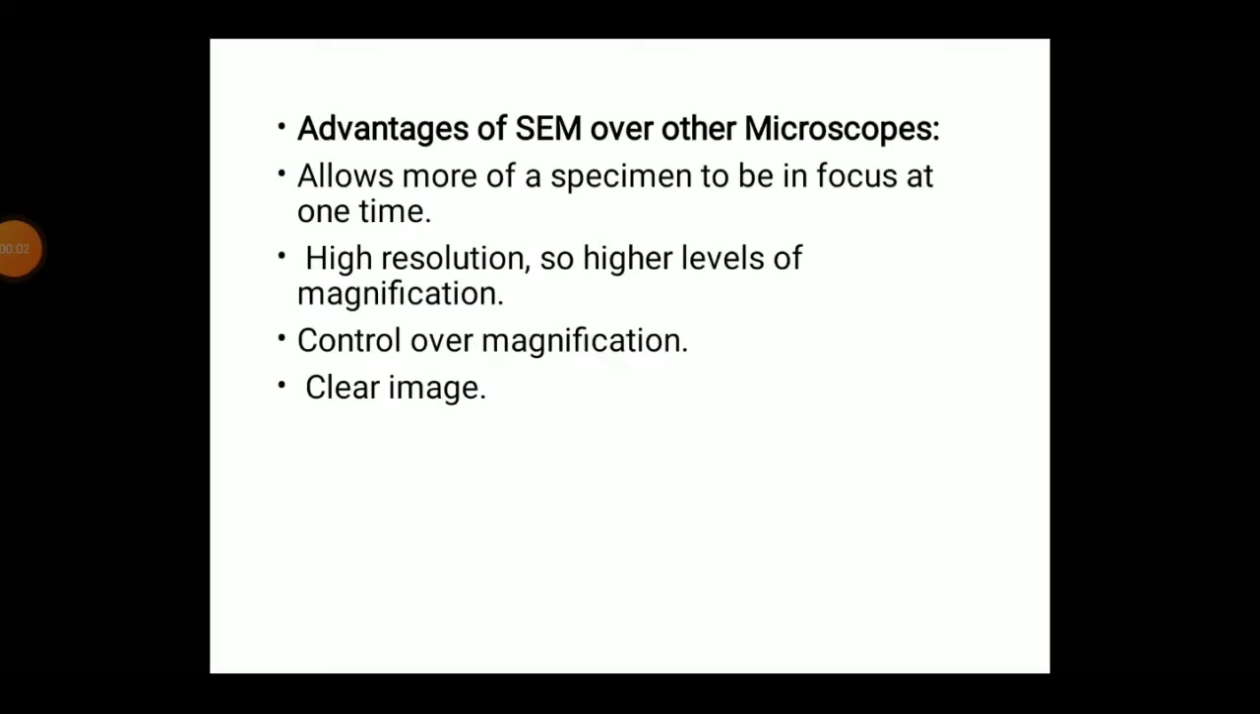Next we'll look into the advantages of SEM, or scanning electron microscope, over other microscopes. The first advantage is that it allows more of a specimen to be in focus at one time. The next advantage is that it will give you higher resolution, so closely spaced specimens can be magnified at much higher levels of magnification. So you will get a magnified image. Third, you have control over the magnification of your specimen image. And the fourth one is that you will get a clear image on magnification. So these are the four advantages of SEM over the other microscopes.